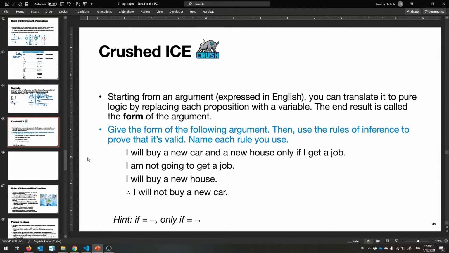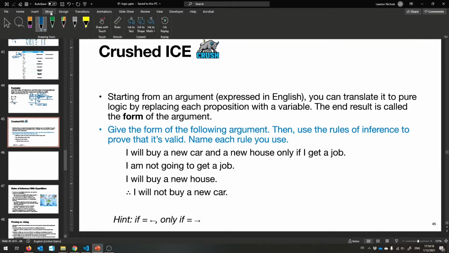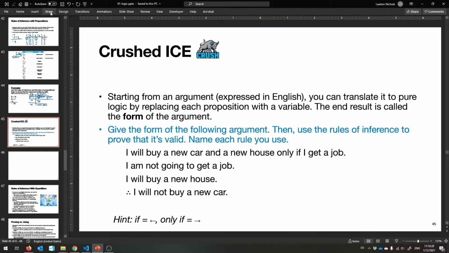So assuming that you've gone and done that, let me just confirm I'm still recording, yes. We have to come up with propositional variables for these things. I see three main different things, and I hope you do too: something about buying a new car, buying a new house, and getting a job. Those three things, and combinations of them, exist in this entire argument, so these are probably the best things to give propositional variables to.